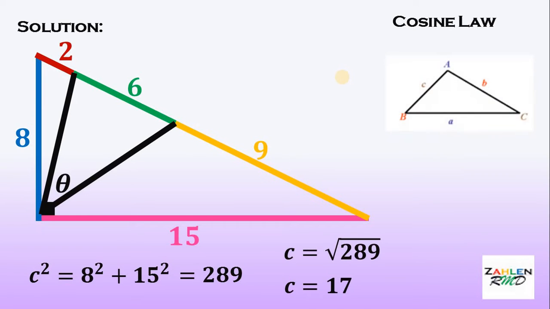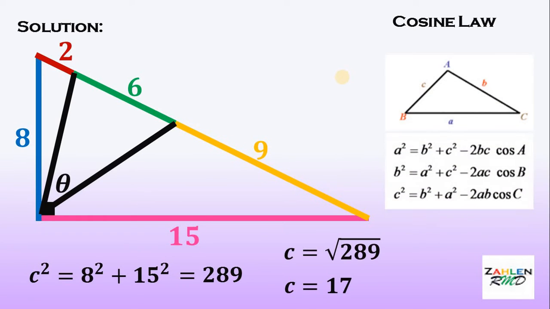Cosine law states that the square of the side of a plane triangle is equal to the sum of the squares of the remaining sides minus twice the product of those sides and the cosine of the angle between them. So in our figure, we can say that a squared equals b squared plus c squared minus 2 times bc multiplied by the cosine of angle A. We can solve also b squared and c squared.